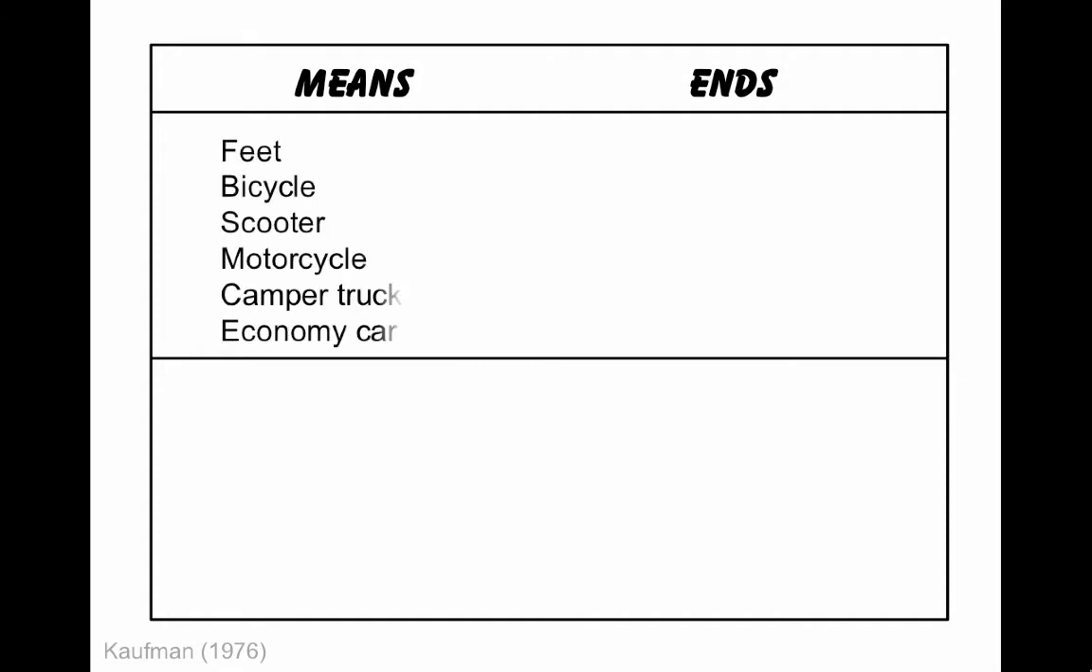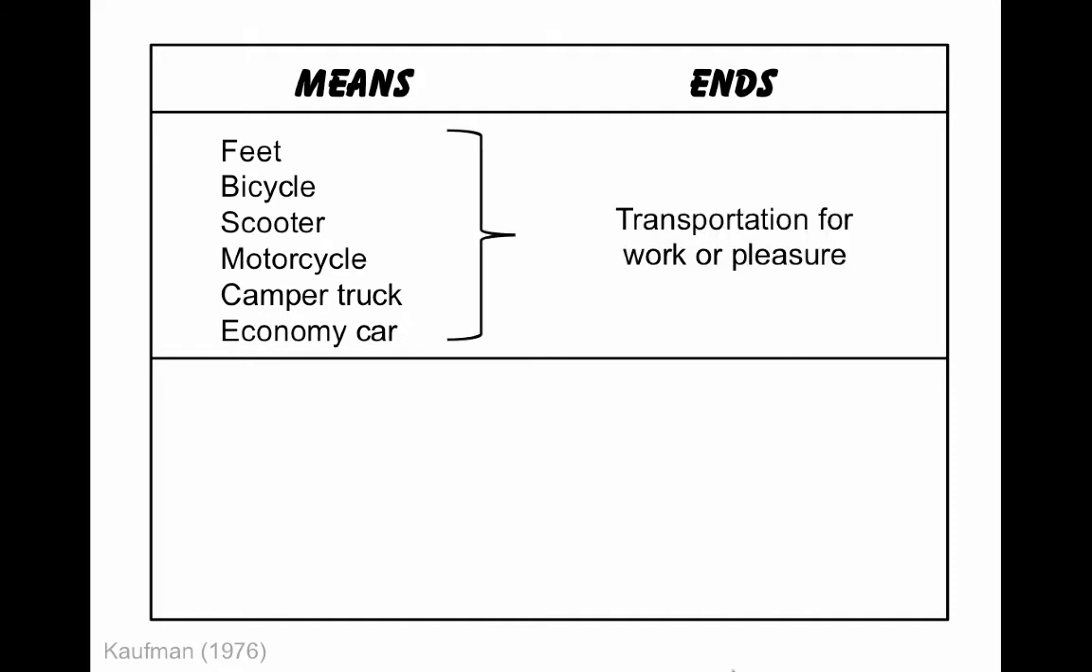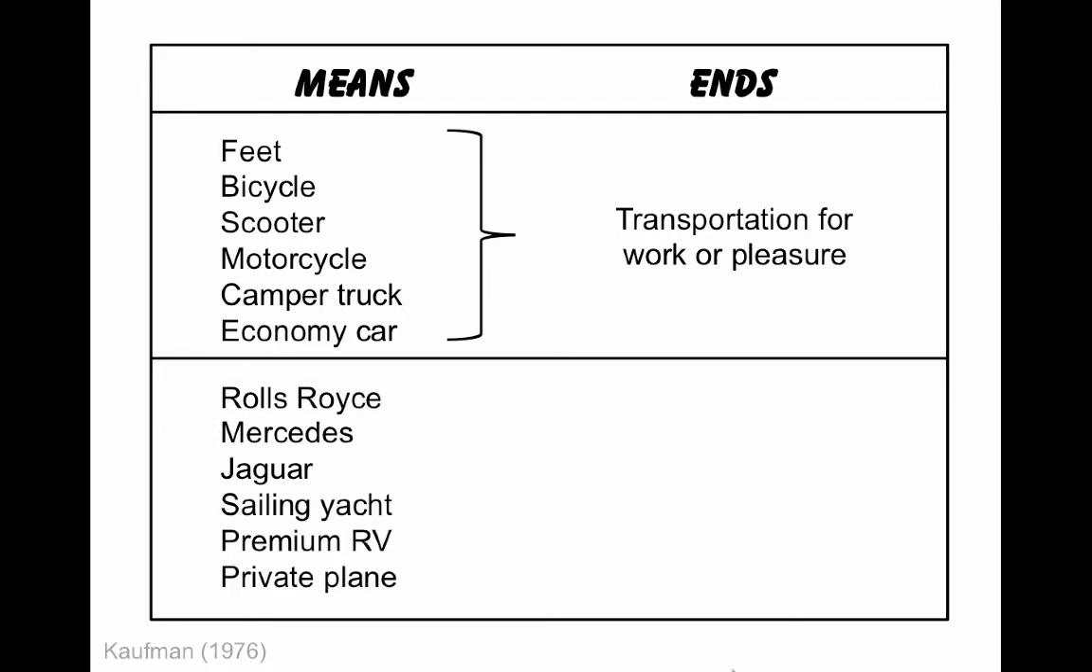Here's a practical example. Here we have feet, bicycle, scooter, motorcycle, camper truck, and economy car. So what are our ends? The ends are transportation for work or pleasure. What about these? Rolls-Royce, Mercedes, Jaguar, sailing yacht, premium RV, private plane. These are for transportation, but they're also for status. And there's sometimes when status counts, and sometimes when it doesn't. You have to decide which ends are the most important, and which means will solve the problem best.